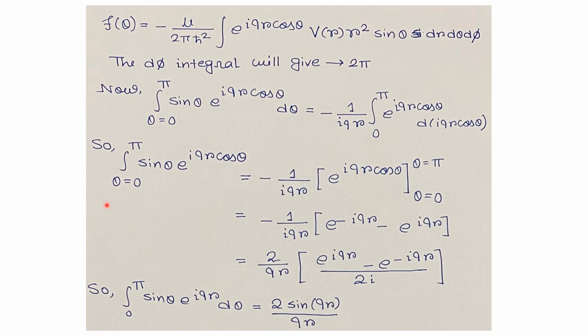So the integration over theta from 0 to pi of sine theta e to the power iqr cos theta can be written as minus 1 by iqr times e to the power iqr cos theta. The boundary conditions are theta equal to 0 to theta equal to pi. So this will give minus 1 by iqr times e to the power minus iqr minus e to the power iqr. So this can be written as 2 by qr times e to the power iqr minus e to the power minus iqr, divided by 2i. Now from complex number theory, you know this term will give sine qr. So this integral can be written as 2 sine qr by qr.